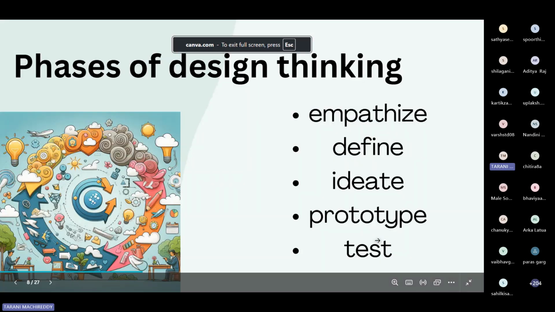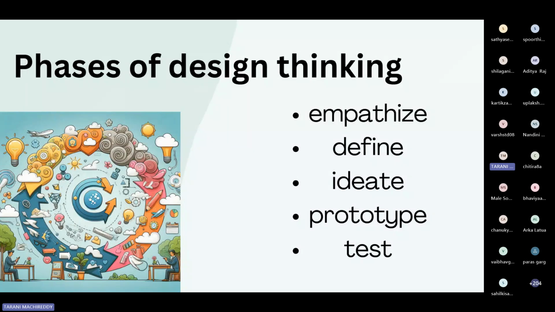Next we'll move into phases of design thinking. Some of you may have an idea on the phases of design thinking. The phases of design thinking include empathize, which is to understand the user needs; define, where we reframe the problem; ideate, where we generate creative solutions; prototype, where we bring ideas into life; and test, where we test a product. So these are the five main phases in design thinking.